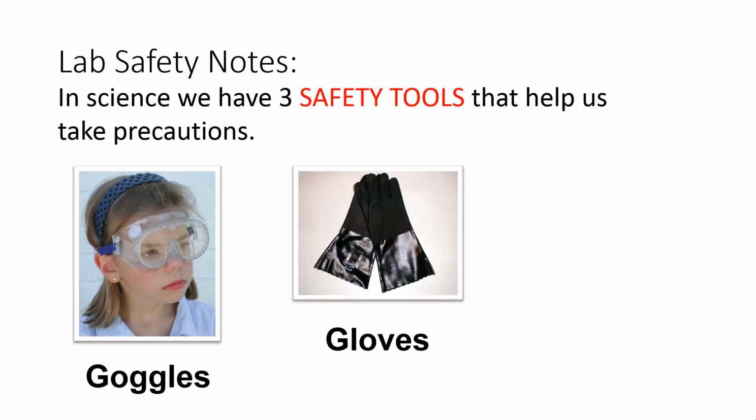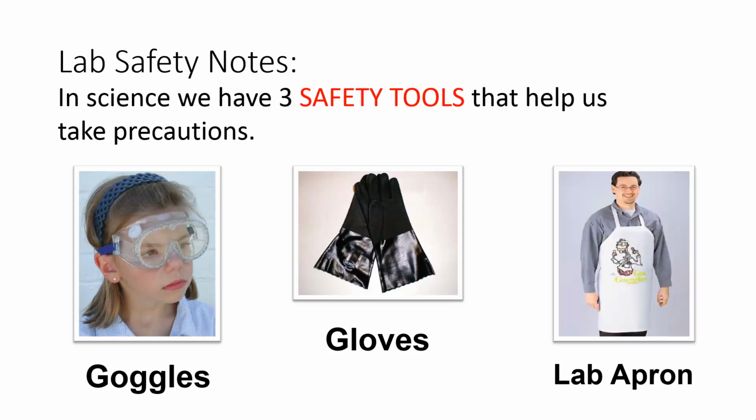The next thing is gloves. Gloves protect us from any hazards that might get on our hands. So for example, chemicals or anything sharp that may cut us, gloves can protect us from those. And the last thing is a lab apron. Now I know it looks goofy, but sometimes it's really important to make sure that we protect our bodies, because things might spill and we want to make sure that nothing gets on our clothes that doesn't need to be there.